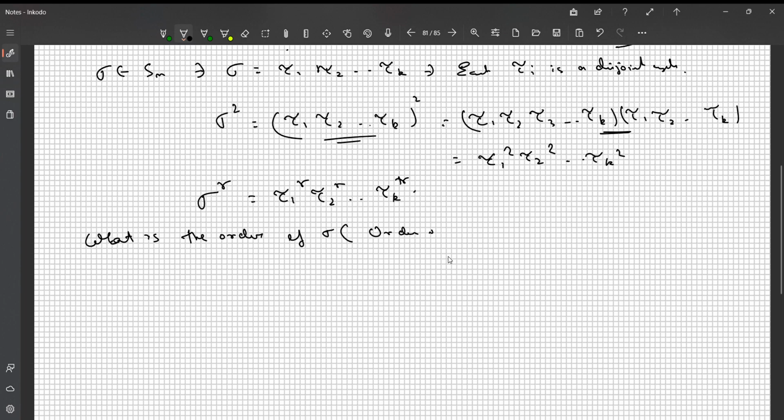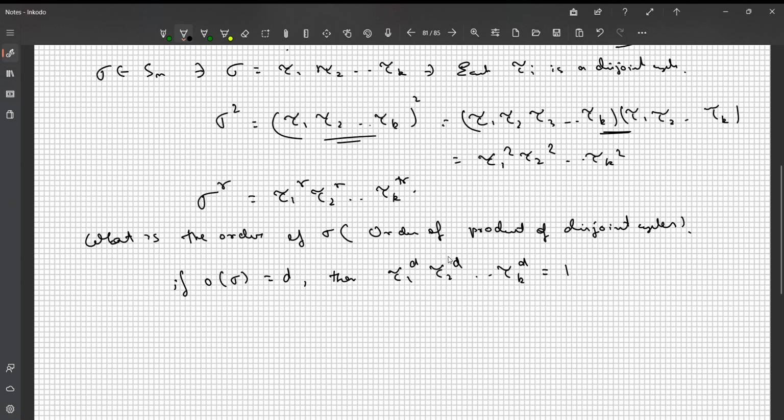Got it? Now, our question is, what is the order of sigma? That is, we want to find the order of a product of disjoint cycles. Clear?